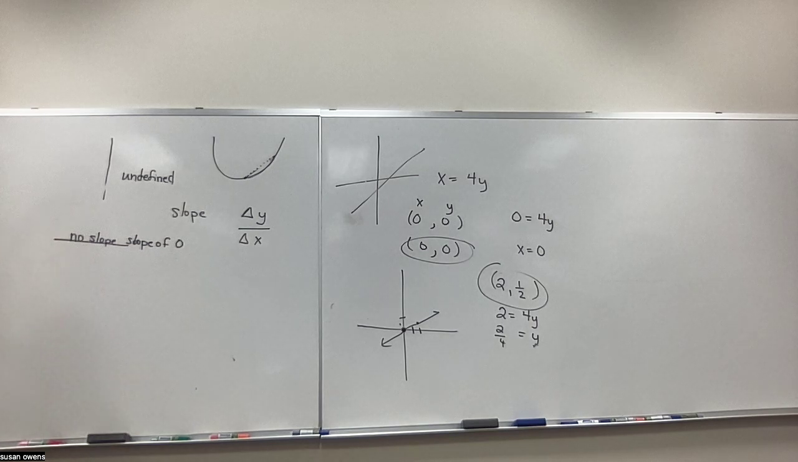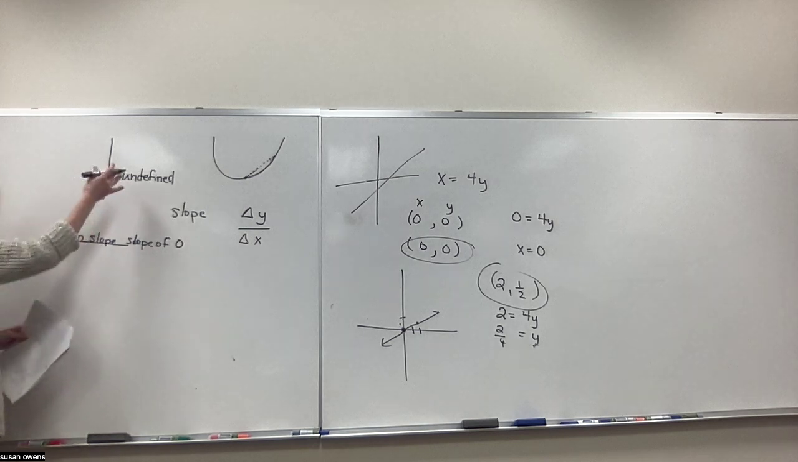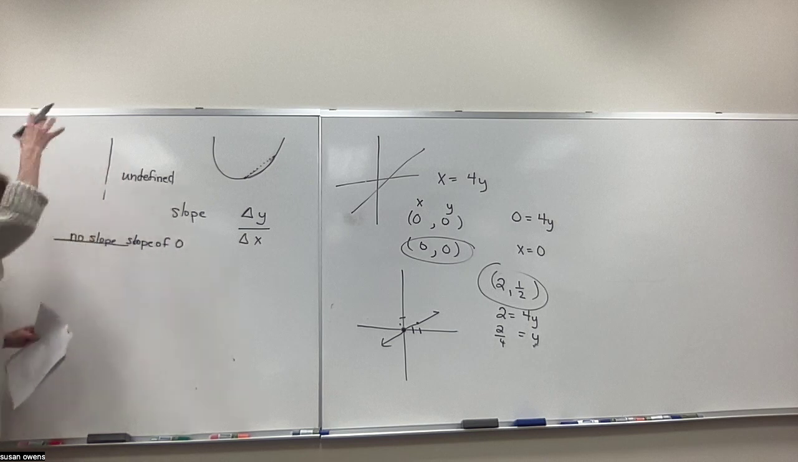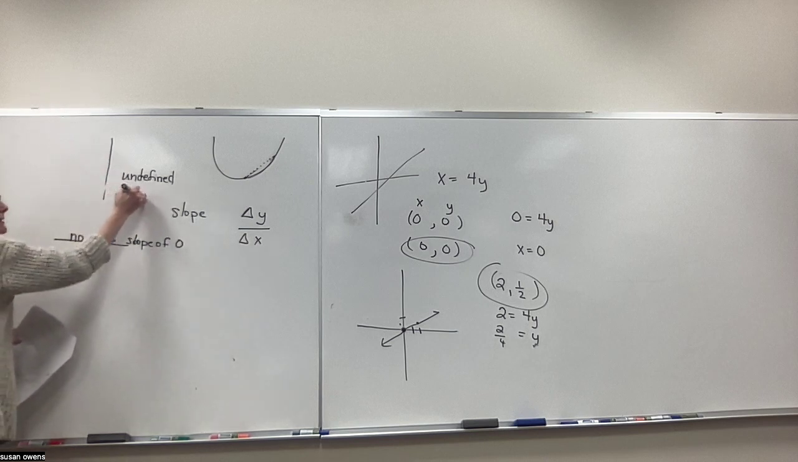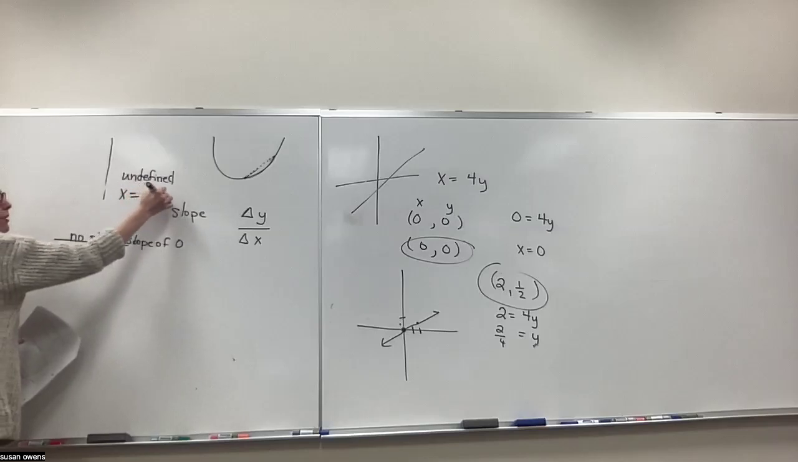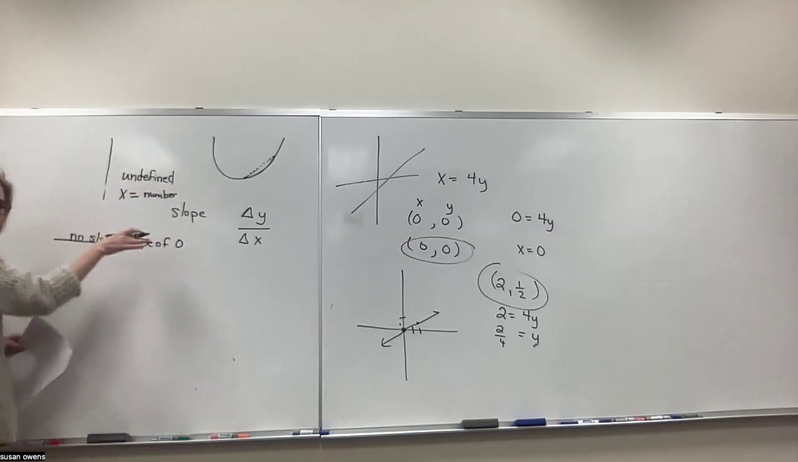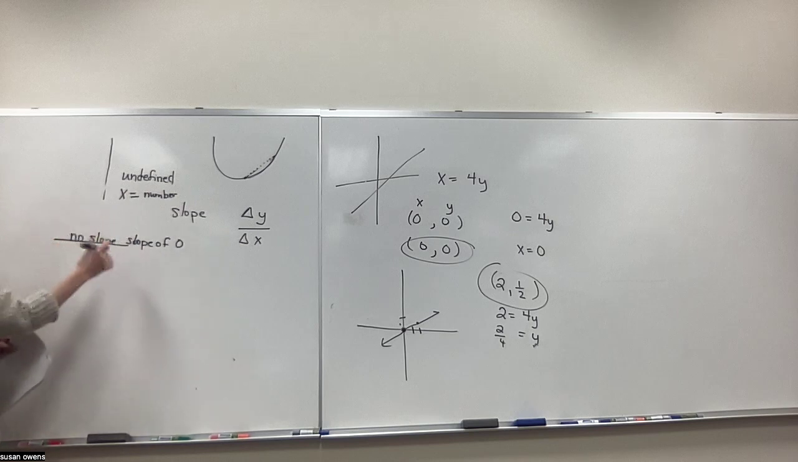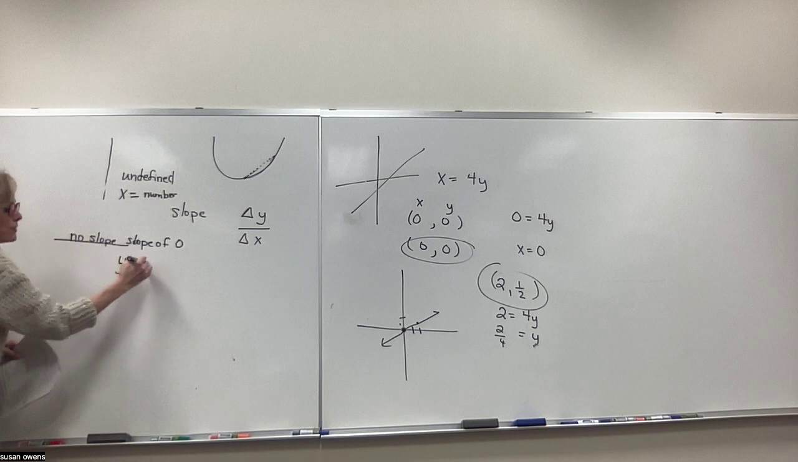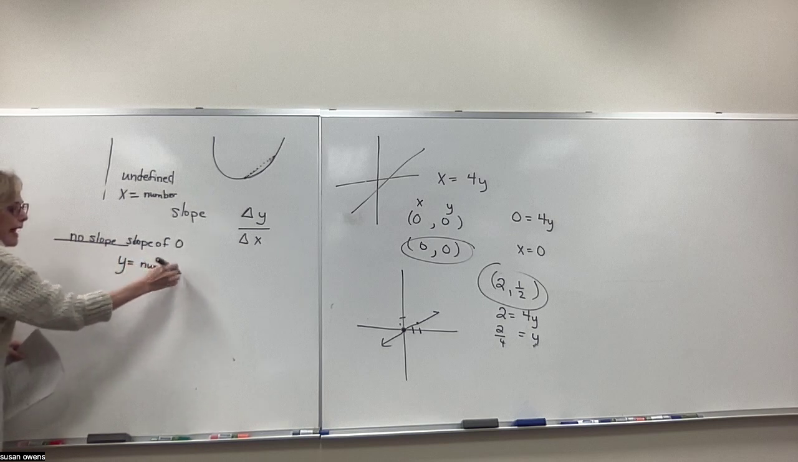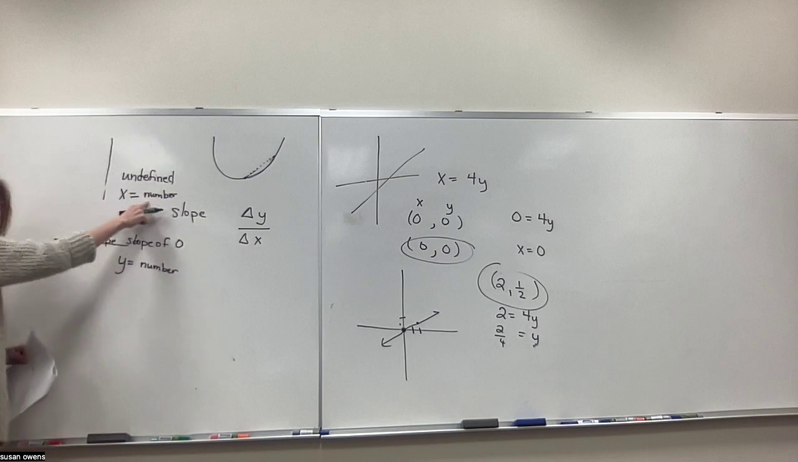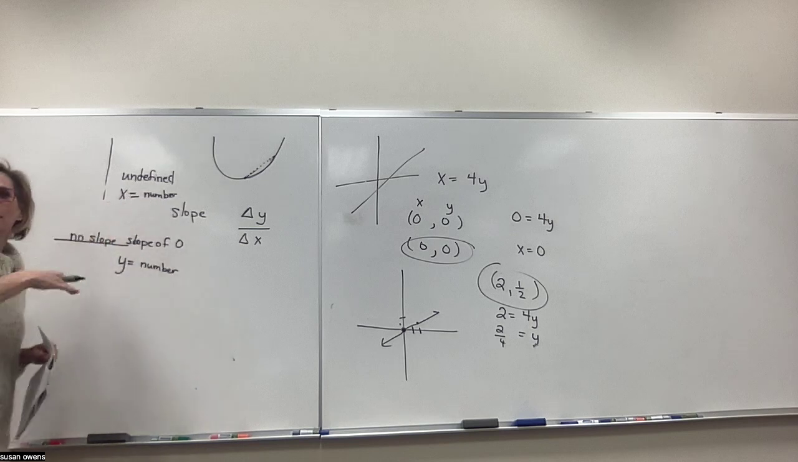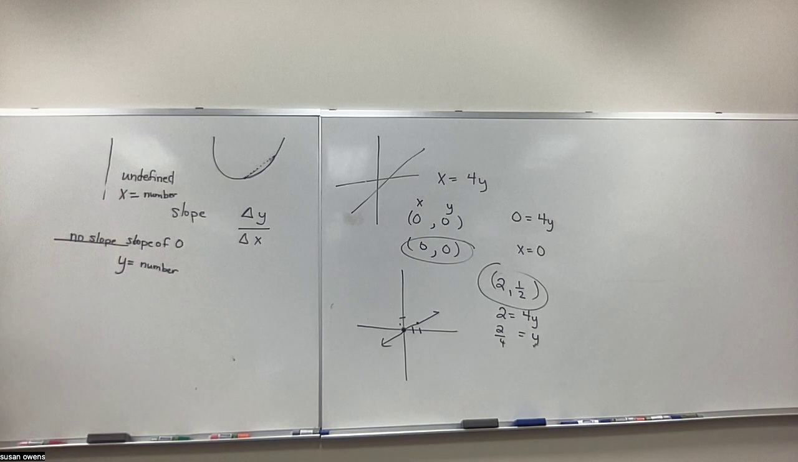So mathematically, what makes it 0 and what makes it undefined comes from the equation of it. When you see the equation of a line that looks like x equals some number, that's an undefined slope. When you see a line with no slope, it's going to be y equals a number. There's not going to be an x in this equation, and there's not going to be a y in the other. It's going to be x equals 3 or y equals 7.